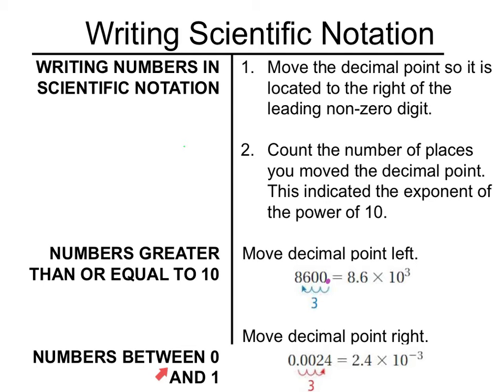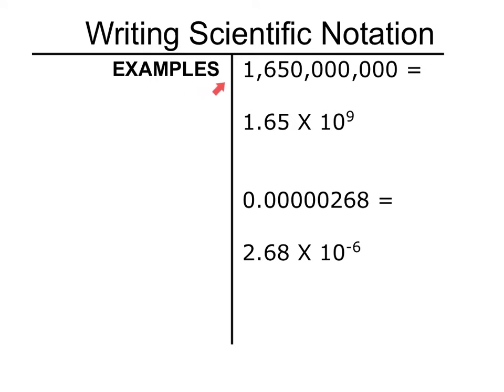Let's look at numbers between 0 and 1, or really small numbers. We're going to move the decimal point to the right. In 0.0024, we're going to put the decimal between the 2 and the 4, creating the factor 2.4, which is greater than 1, but less than 10. And we're going to multiply it by a power of 10, taking the decimal point from where it was located 1, 2, 3 places to the right. So it's going to be times 10 to the negative 3. Let's look at some examples.